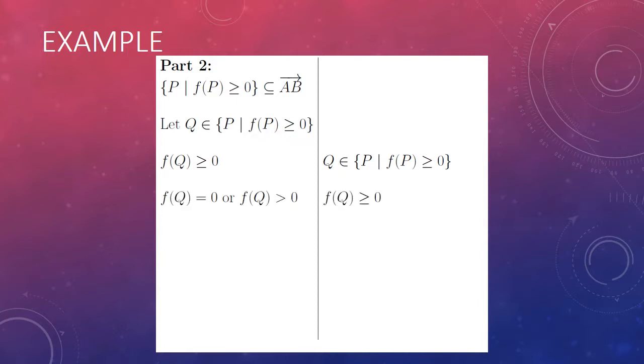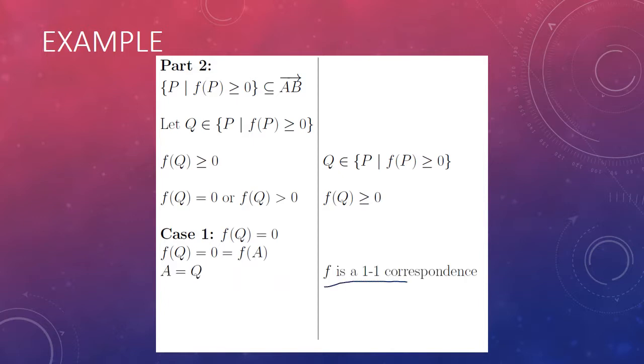If it's greater than or equal to 0, that gives us two possibilities. Either it equals 0 or it's strictly greater than, which actually leads us to two cases. The first case is f of Q is equal to 0, but f of A is also equal to 0. But remember, f was 1 to 1, which means that if you have f of A equals f of Q, then those domain elements had to be equal to begin with. So that tells us that A has to be Q. But A is an element of the ray AB, which means, of course, since Q equals it, Q is also an element of the ray AB.